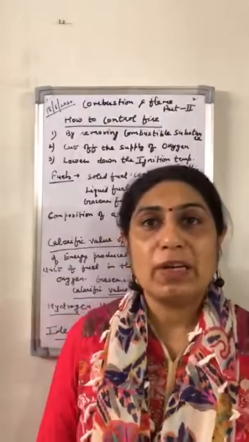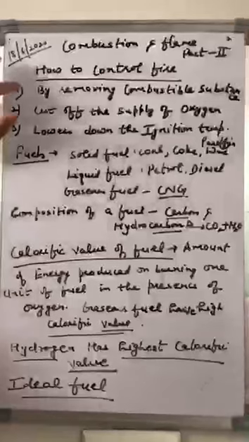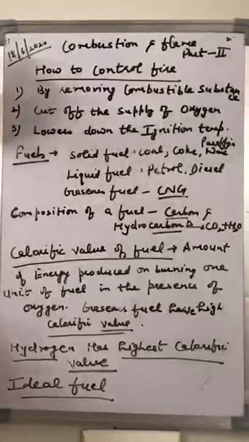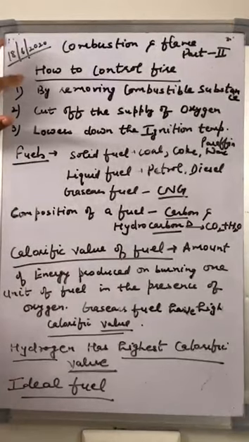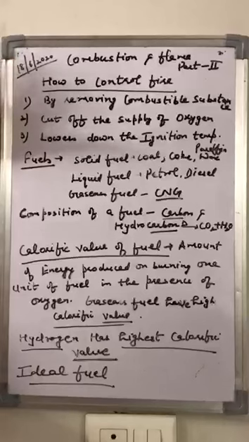We continue the topic combustion and flame, this chapter, part 2. This is the part 2 of combustion and flame. Now, the next is how to control the fire. When the fire is there, what are the steps, how can we control it?